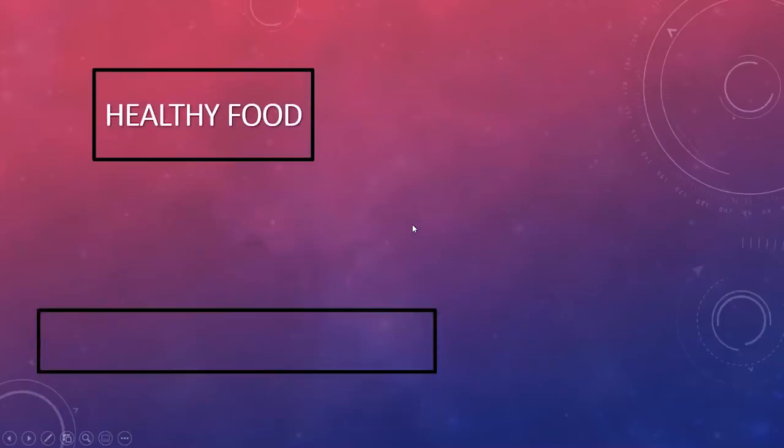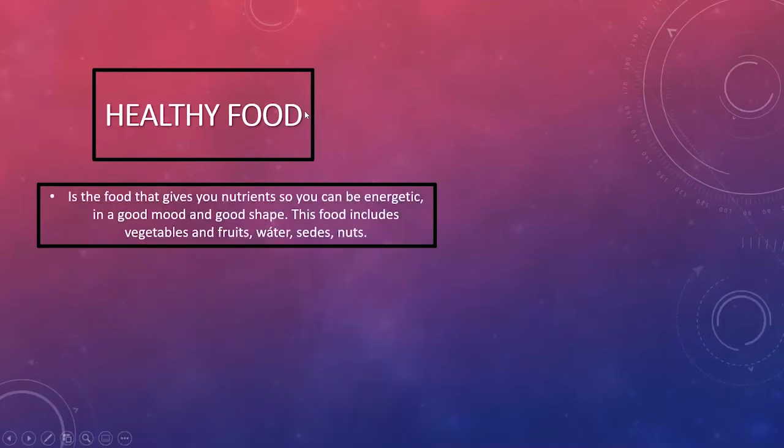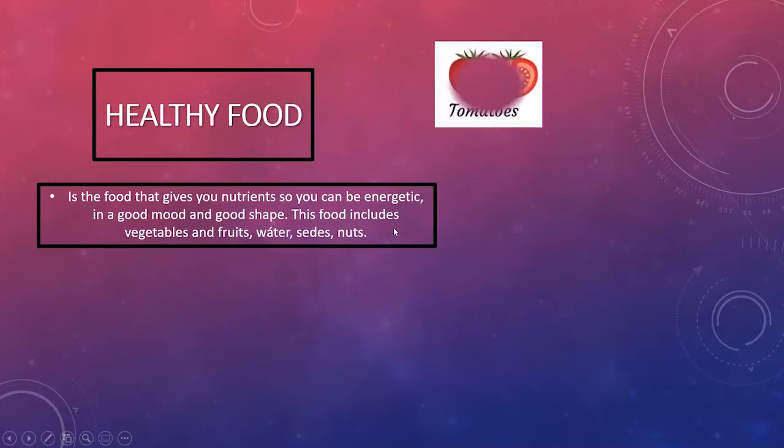Okay, so we have two types of food, healthy food and unhealthy food. So healthy food, we can say that healthy food is the food that gives us nutrients so you can be energetic, in a good mood, and good shape, okay? This food includes vegetables, fruits, water, seeds, and nuts, okay? Entonces, ¿qué es lo que dice aquí en el párrafo? Desde el comienzo hasta el primer punto.